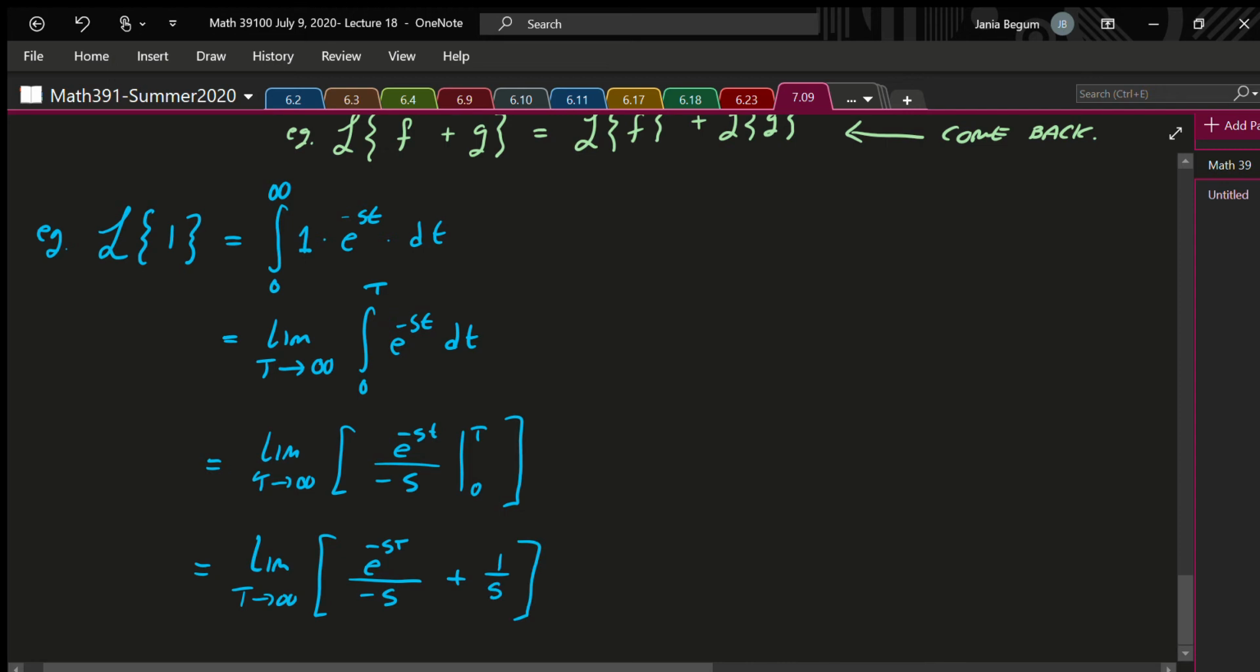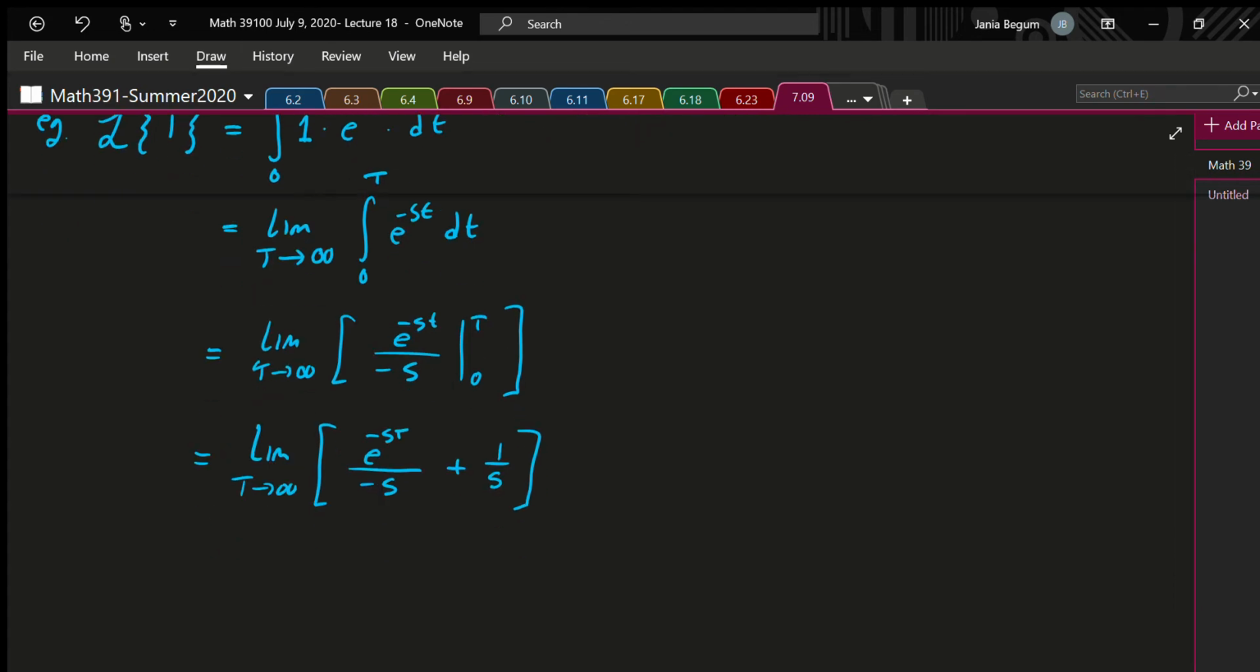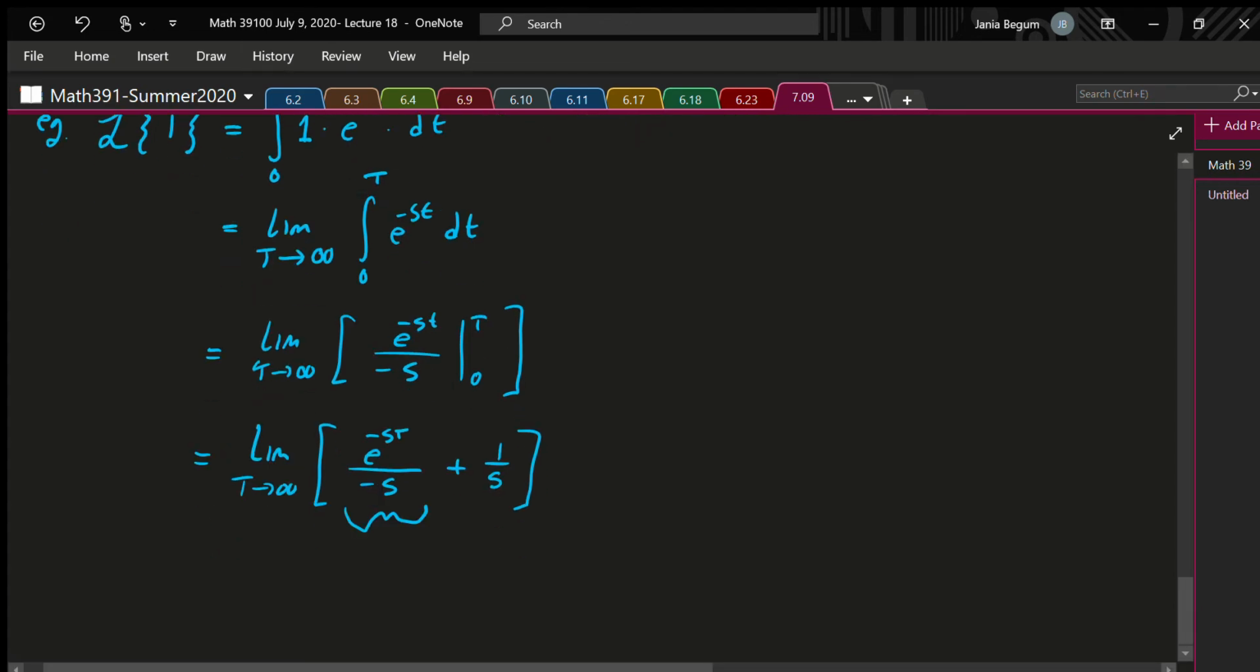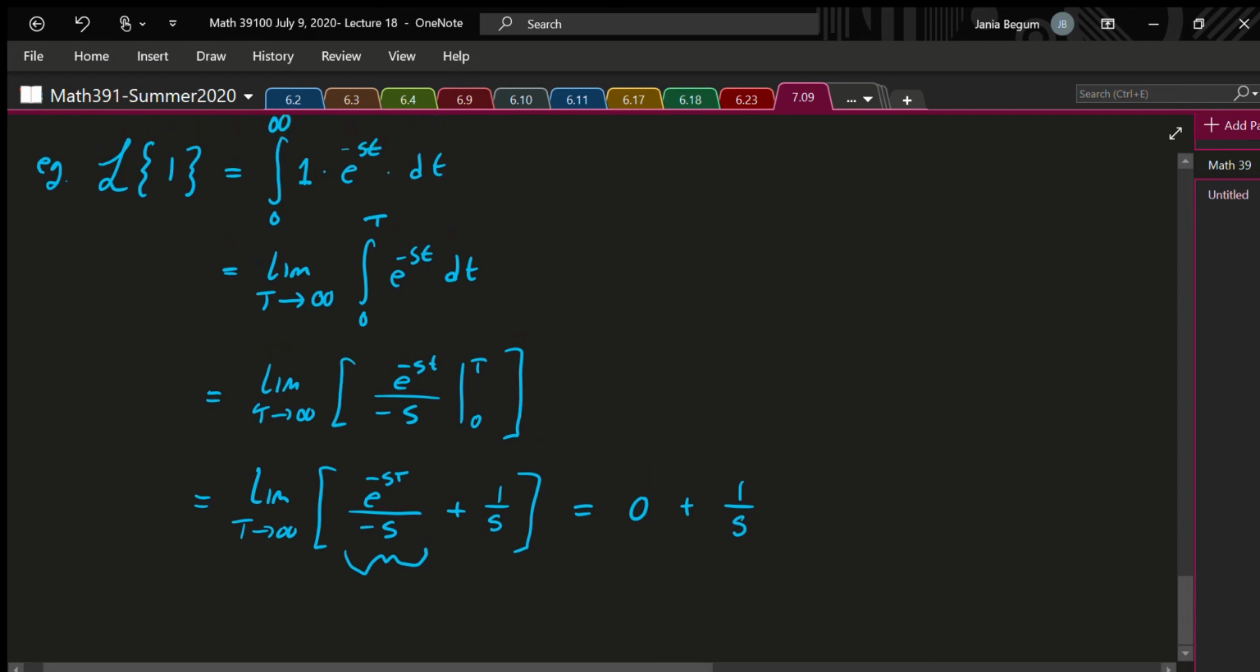So as big T goes to infinity, what happens to this right here? What happens to that as you take the limit? It goes to 0. So as you take the limit, this goes to 0. So we're left with 1 over s, because the limit of a constant is just the constant itself. So we can see that the Laplace transform of the constant 1 is going to be 1 over s.